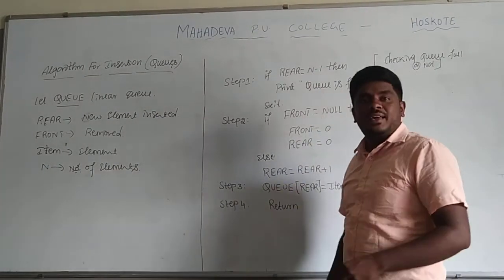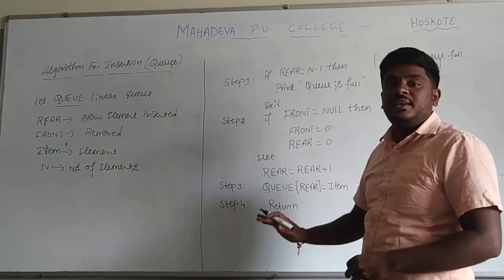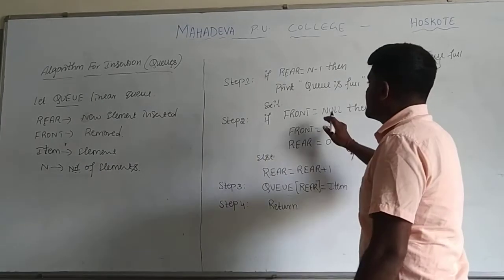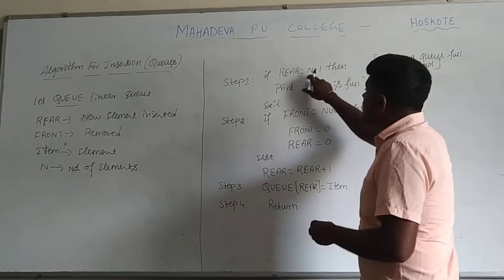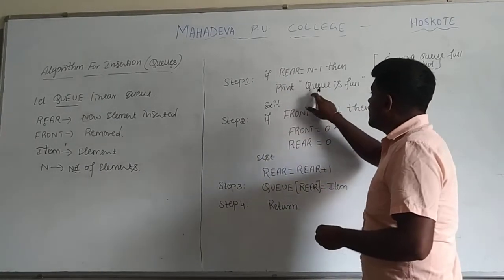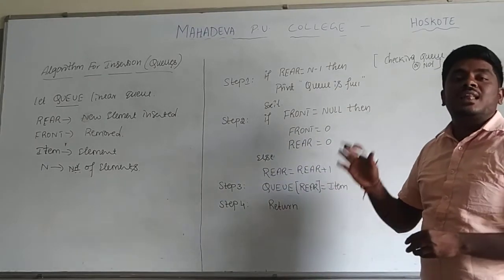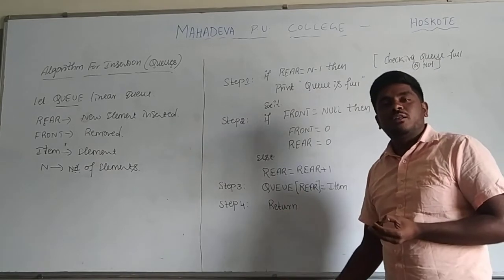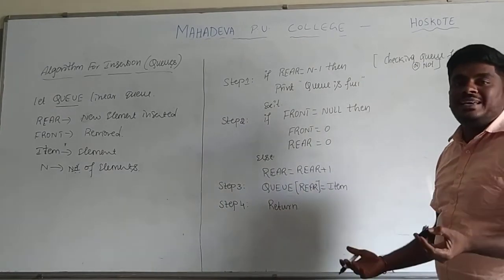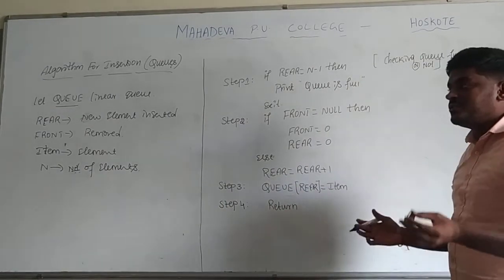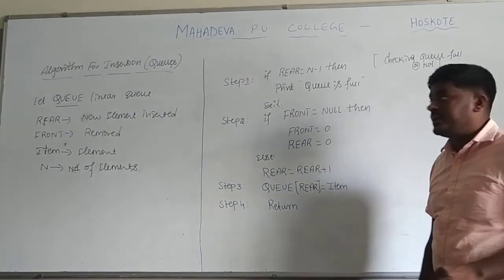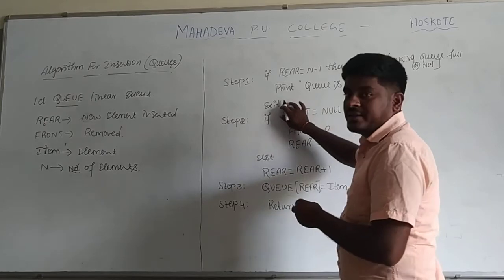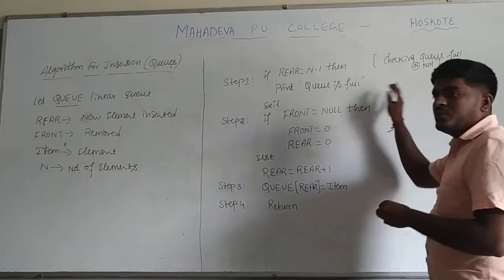What is the use of rear? Rear contains the position where the element was inserted in the queue data structure. If rear is equal to n minus 1, then the queue is full, because that is the last position where we can insert. If you want to insert one more element, overflow occurs. Overflow means there is no space. If the condition is true, the algorithm terminates here itself and shows that the queue is full.